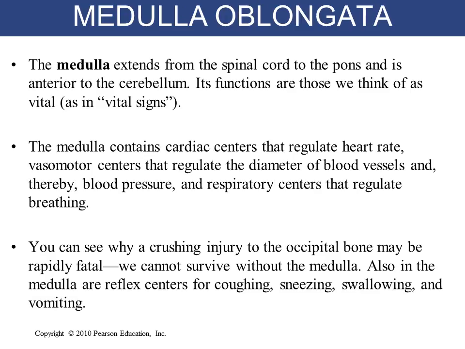The medulla oblongata extends from the spinal cord to the pons, and is anterior to the cerebellum. Its functions are those we think of as vital, as in vital signs. Some of the functions of the medulla oblongata are: one, it contains the cardiac center that regulates heart rate. It also contains vasomotor centers that regulate the diameter of blood vessels and thereby blood pressure. And it has respiratory centers that regulate breathing. So there are three centers in the medulla: the cardiac center that regulates heart rate, the vasomotor centers that regulate the diameter of blood vessels and blood pressure, and the respiratory centers that regulate breathing.